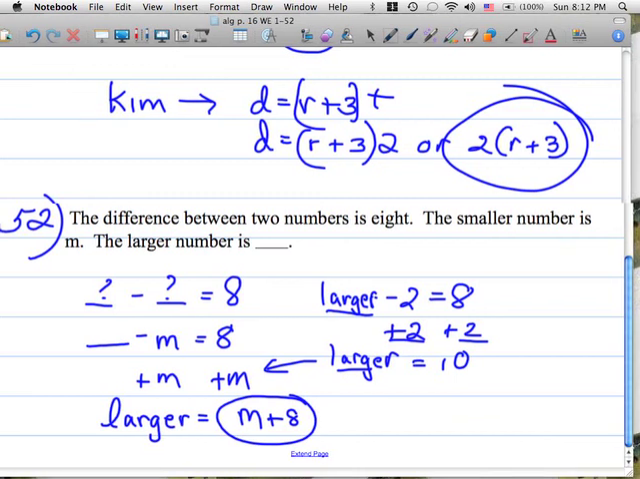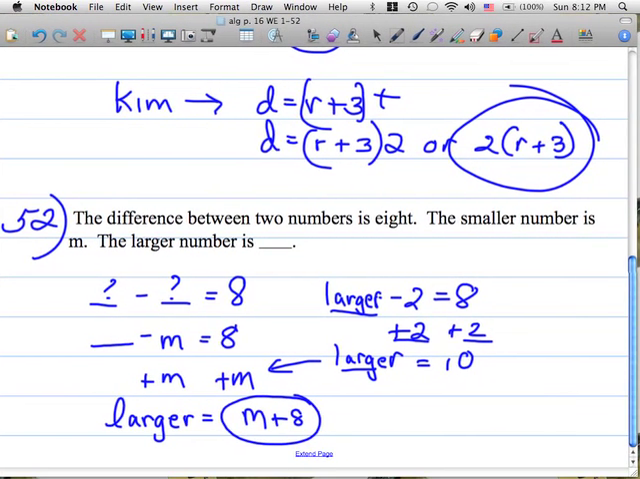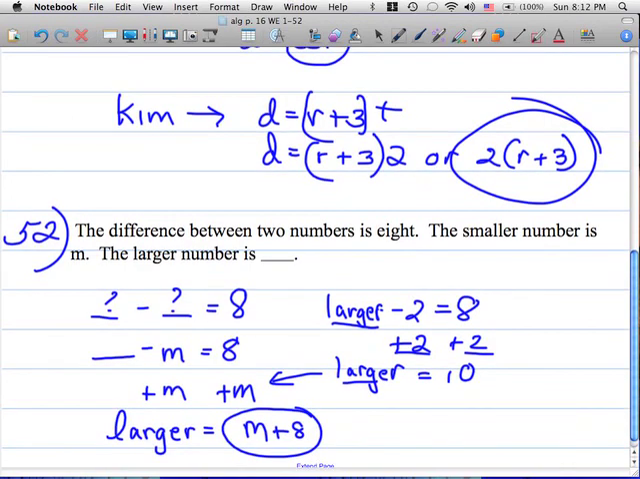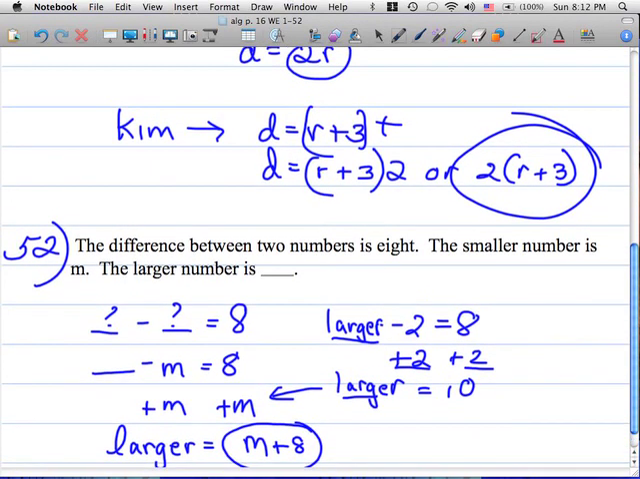That concludes the evens. Use the back of the book to help you make sure that you're figuring out the answers. Good luck on the odds.